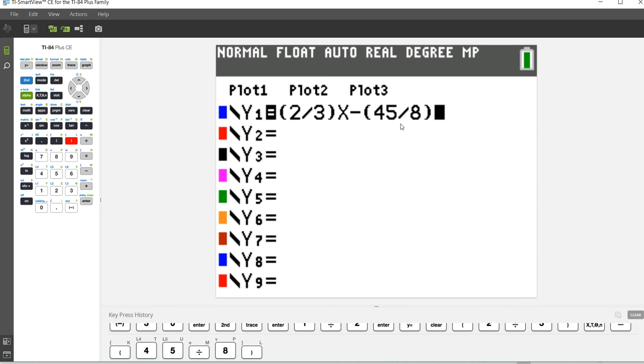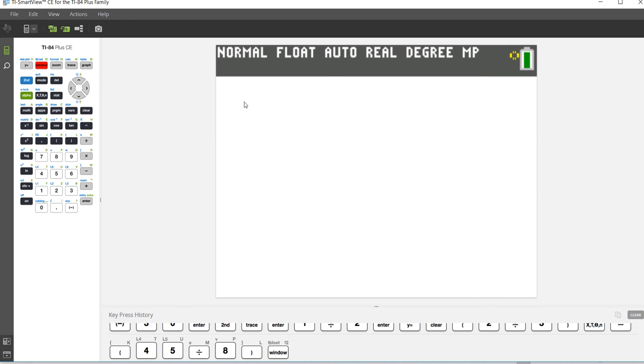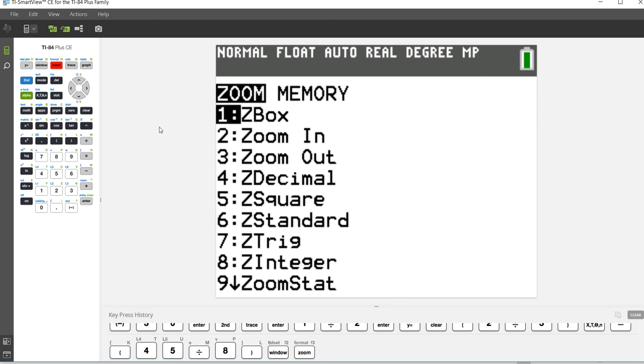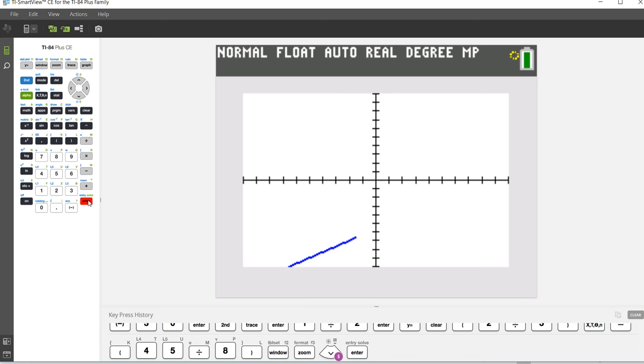So remember, we did have a window that went all the way up to 3,000. So that's a bit much. I'm going to go to zoom. I'm going to go down to standard because this is probably a more reasonable window we're dealing with here. But let's see. Zoom standard, then hit enter. Let's see what we got. There we go. So we got a pretty good version of our graph just using zoom standard.